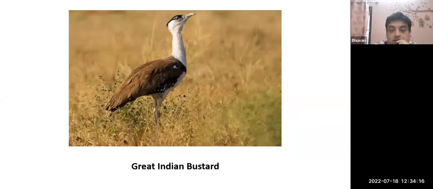This is another bird which is also facing the immediate threat of extinction in India, and that is the great Indian bustard, also known as the son chiraiya or son chidiya in Hindi. Once it was abundant in the states of Rajasthan, Madhya Pradesh, Gujarat, Maharashtra, and Andhra Pradesh. But now fewer than 150 birds are surviving in the wild, and it has been exterminated from the states of Gujarat, Maharashtra, Andhra Pradesh, and Madhya Pradesh.